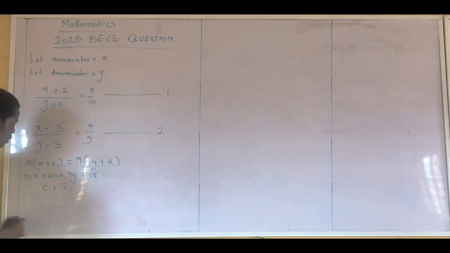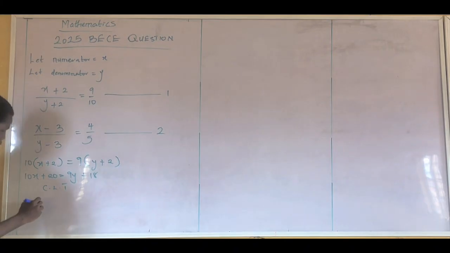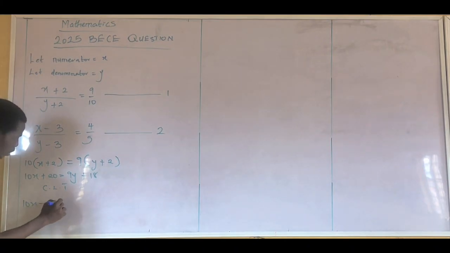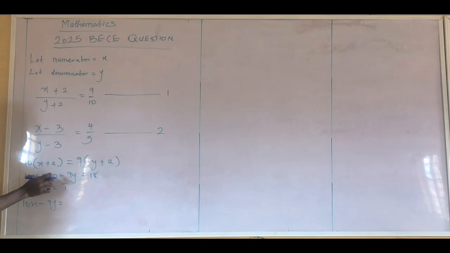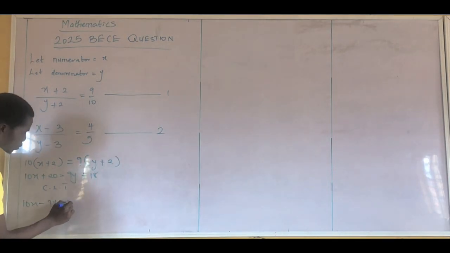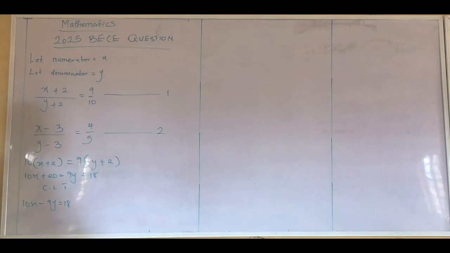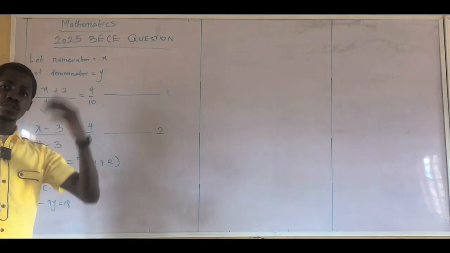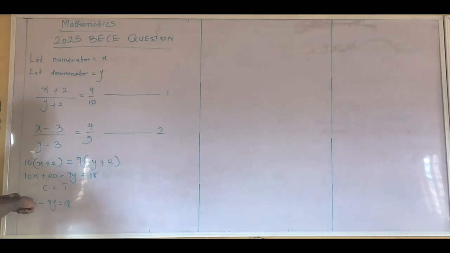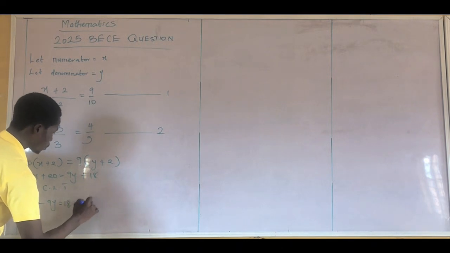Then from here, we are to collect like terms. So if you collect like terms, you're going to have 10x. Bring 9y backward to meet 10x. So you're going to have minus 9y equals, now take the number here, which is plus 20, let it cross over to the other side. But before then, write the number on the other side, which is 18. So then 20 will cross over to the other side, in which the sign will change. Don't forget, anytime your number is moving to the other side of the equation, your sign will definitely change. So you're going to have minus 20.